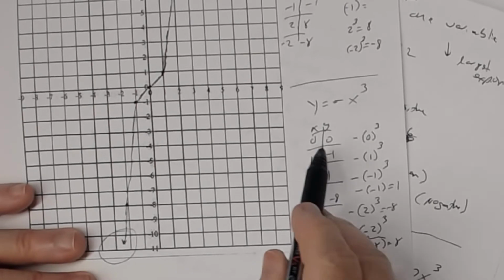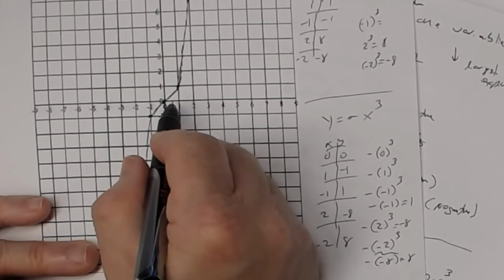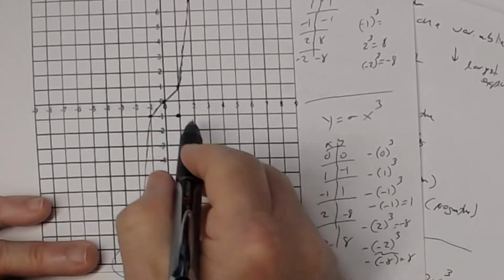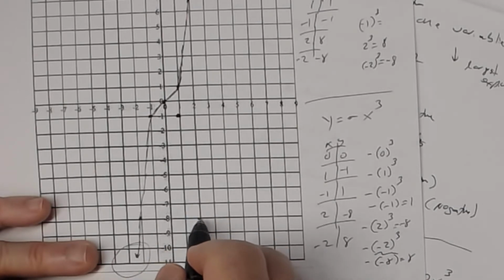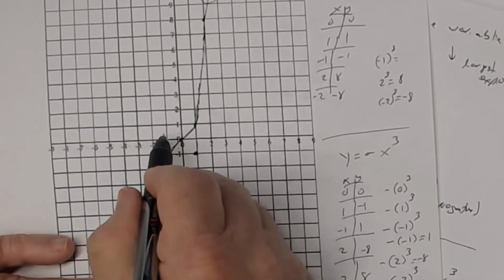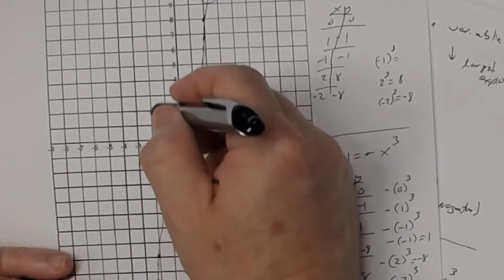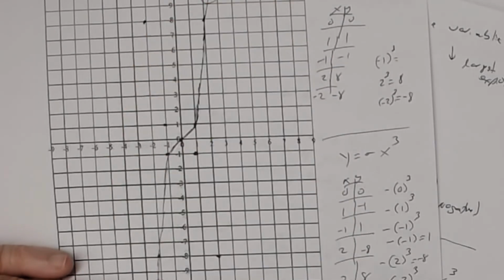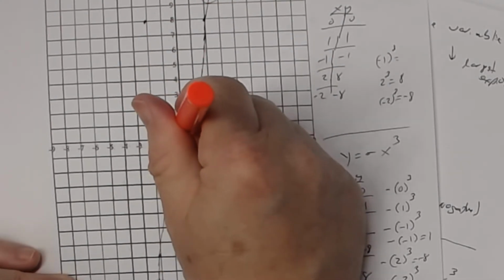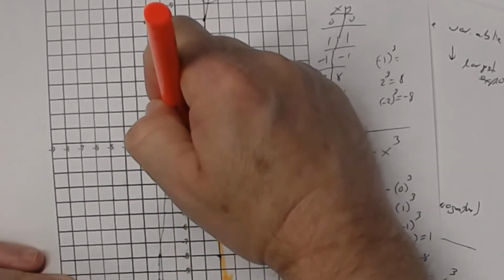And notice when I plot those points, 0, 0, same as the other one. 1, negative 1 is down here now. See that? And 2, negative 8 is down here. And negative 1, 1 is right here. And negative 2, 8 is up here. So notice the difference. I'm going to use a highlighter. So it looks something like this, right? That's what that will look like.